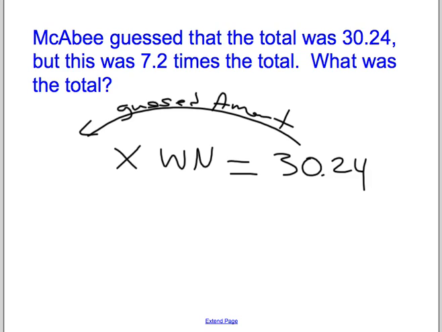And the guessed amount was 7 and 2/10 times the actual total. So our decimal would be 7.2. Now we're going to divide both sides by 7 and 2/10.